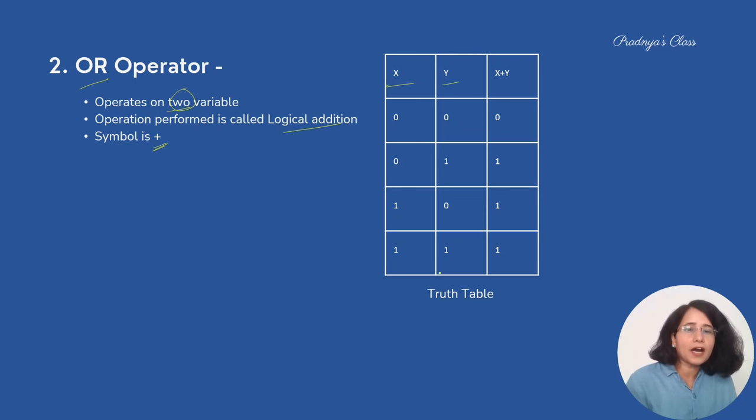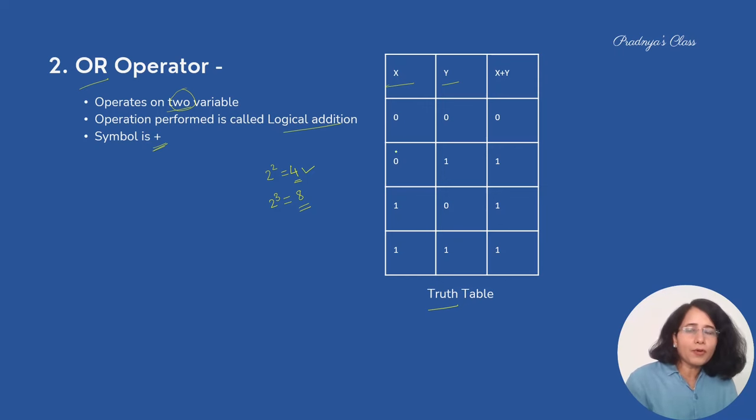So let's see how the truth table for two variables works. If we are taking two variables, 2 to the power 2 equals 4, so we will get 4 combinations. If we are working on 3 variables, it means 8 combinations we will get. So now we are working on 2 variables, so 4 possible combinations we should write here in the truth table.